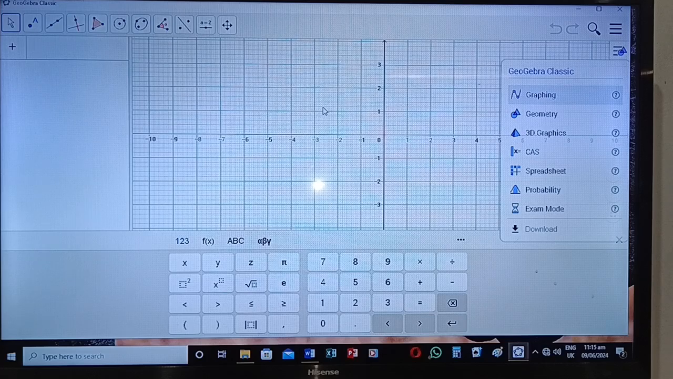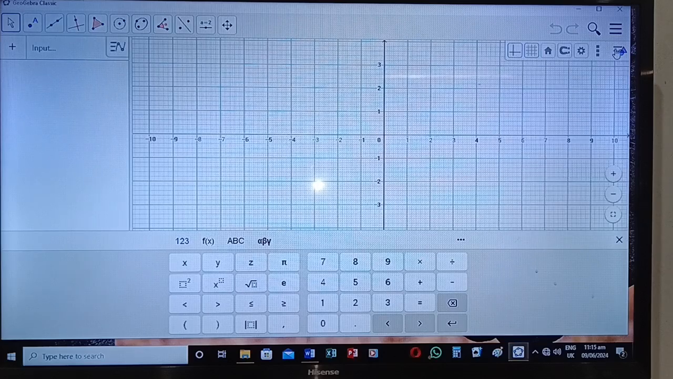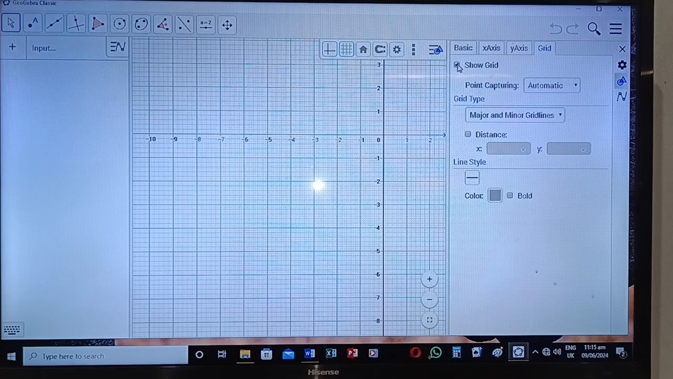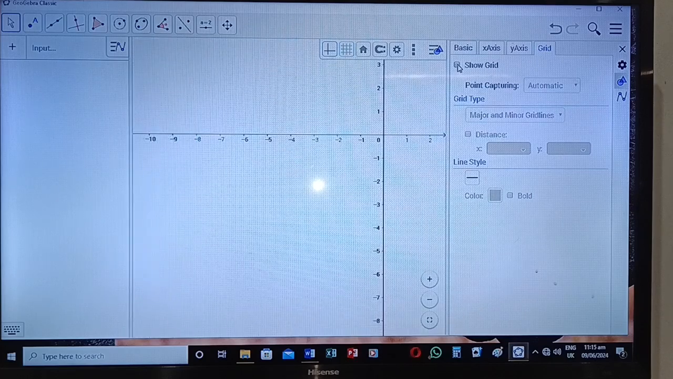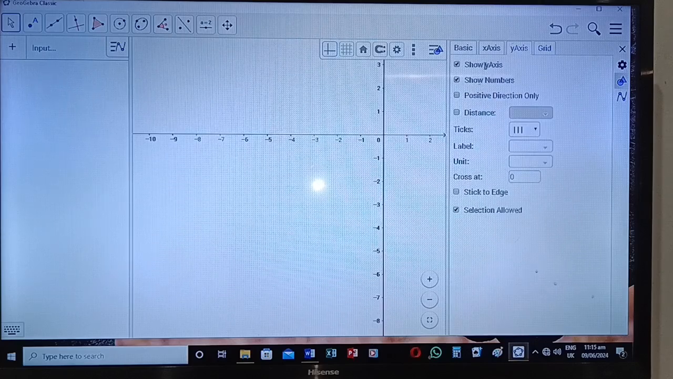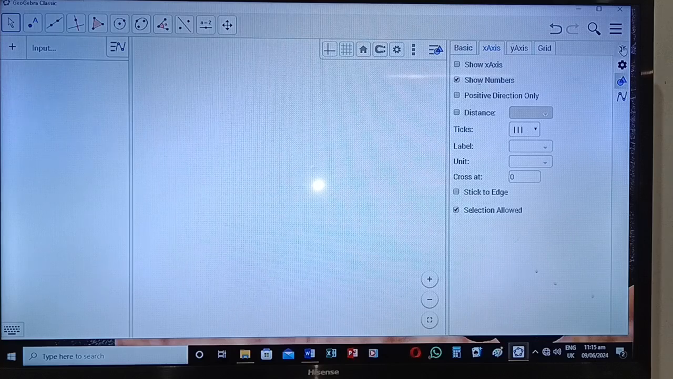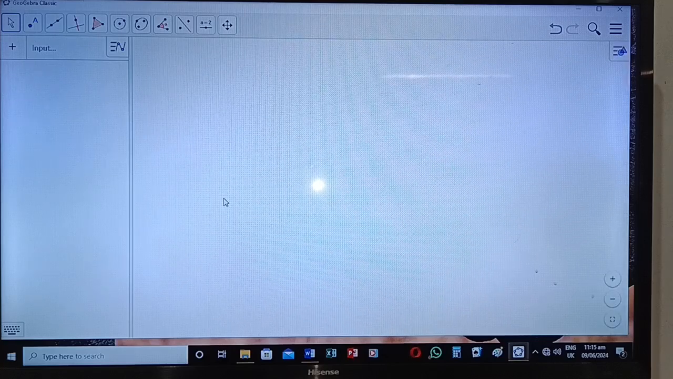I do not need the grids and the X and Y axis, so I need to make them disappear by coming here and clicking grid, show grid. That's one way of getting rid of the boxes or the grids. Y axis, we don't need the Y axis. We also don't need the X axis. So once that is done, you can see we now have our plain page.